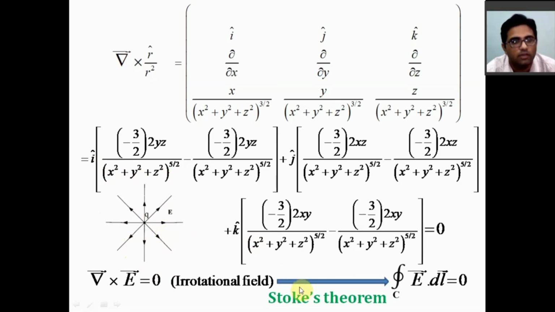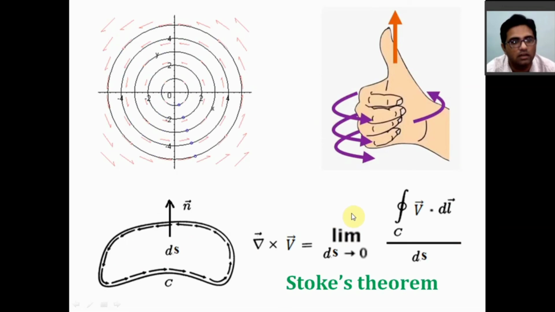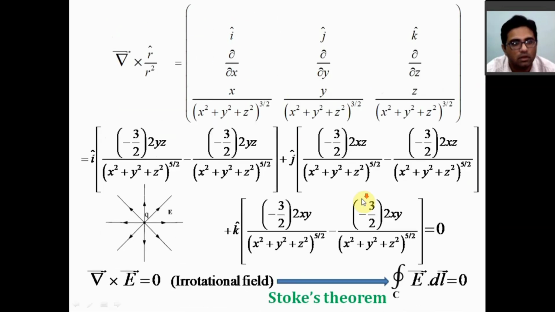Now if we apply the Stokes theorem, which we have seen here, then the closed line integral of E dot dl will be 0, right?